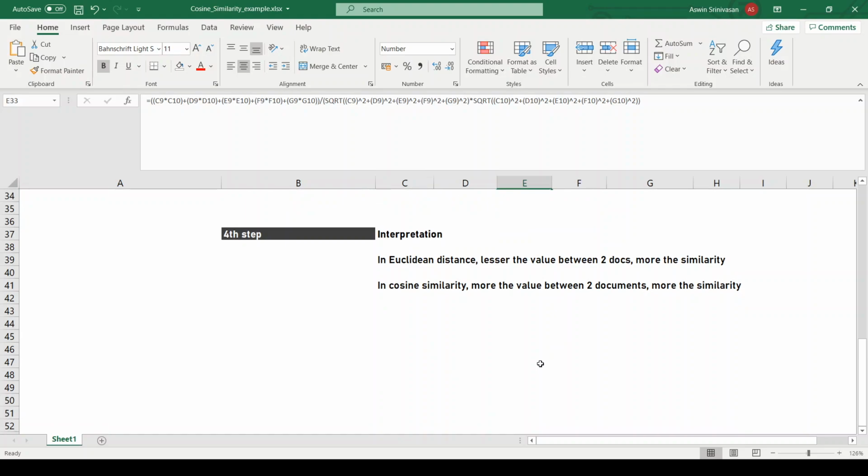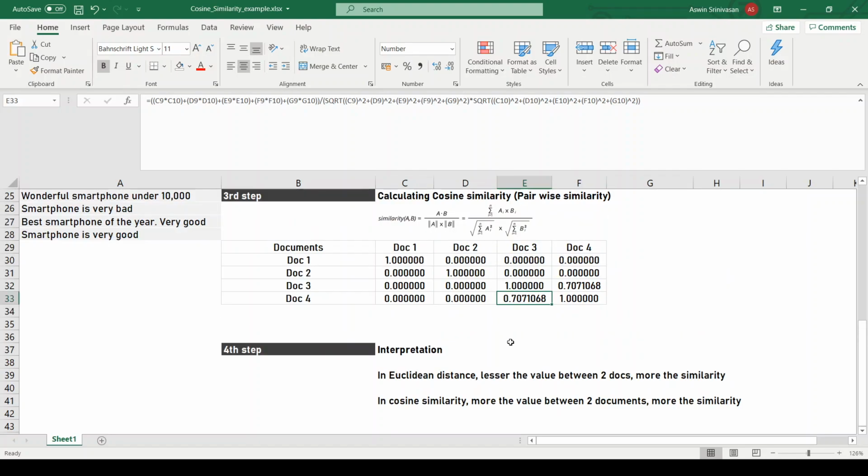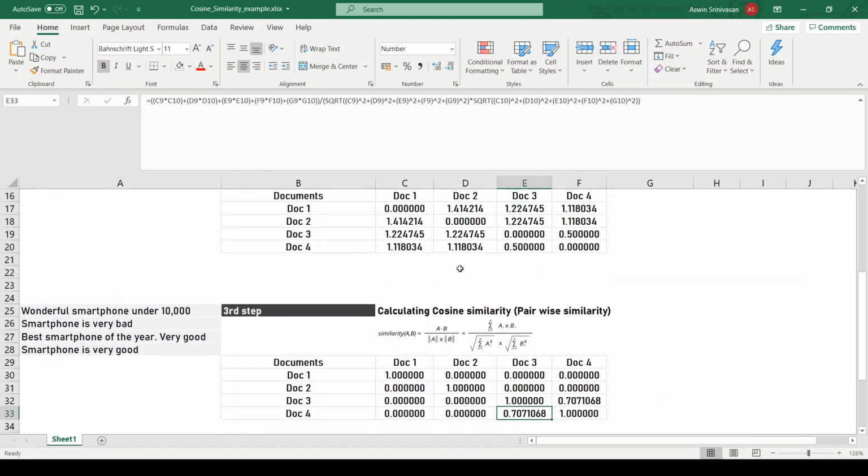In Euclidean distance, the distance is calculated, while in cosine similarity, orientation, that is the angle, is calculated. We know that cos of 0 is 1, indicating the angle between two vectors or two lines is 0. So in cosine similarity, the higher the value, the lesser the angle, indicating two documents are similar to each other. While in Euclidean distance, the lesser the value, the lesser the distance, indicating two documents are similar to each other.